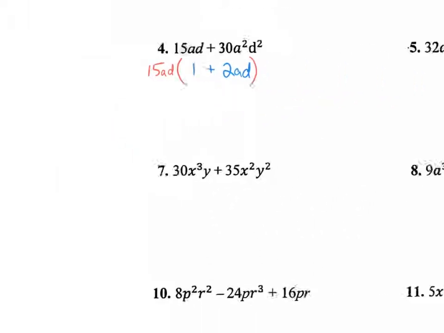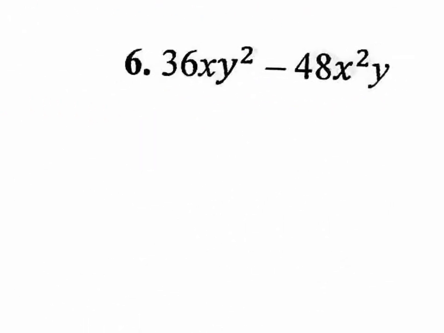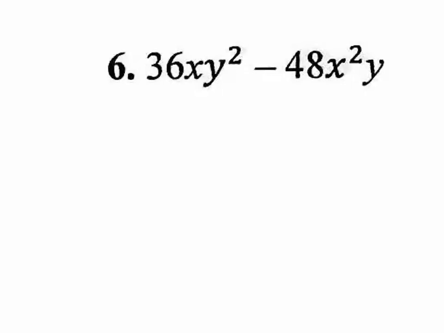Let's move on to number 6. Put the parentheses. What's in common in both terms, in the 36 and the 48? The 8? No. The 6? 12? I'm getting good answers here. That's good. What's the greatest common factor? 24? No, not 24. 9? 12. 12 seems like a good number, right?